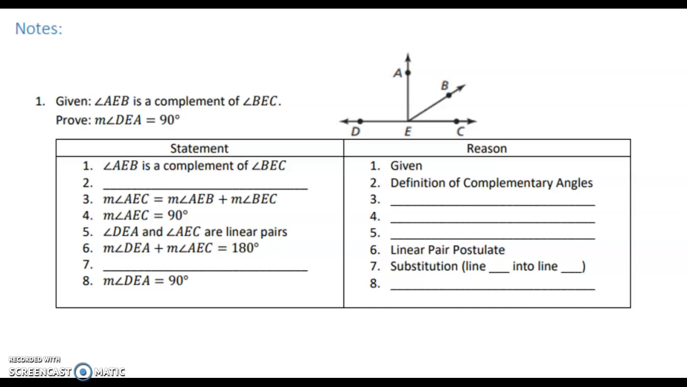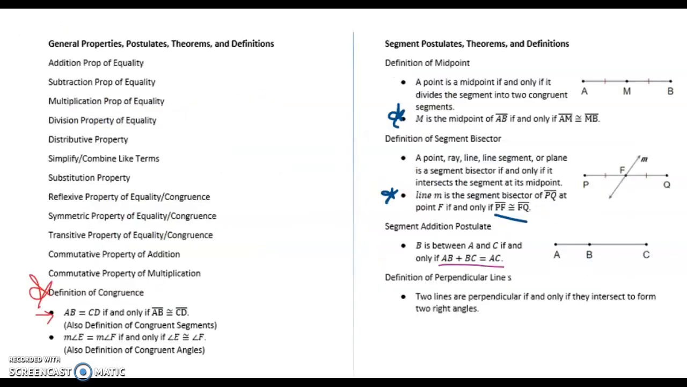Okay, so on Proofs Worksheet 4, we're looking at complementary angles, which means two angles that add up to 90 degrees, supplementary angles, which is two angles that add up to 180 degrees, and the linear pair postulate. So before we go into these proofs, let's look at our proofs resource page.